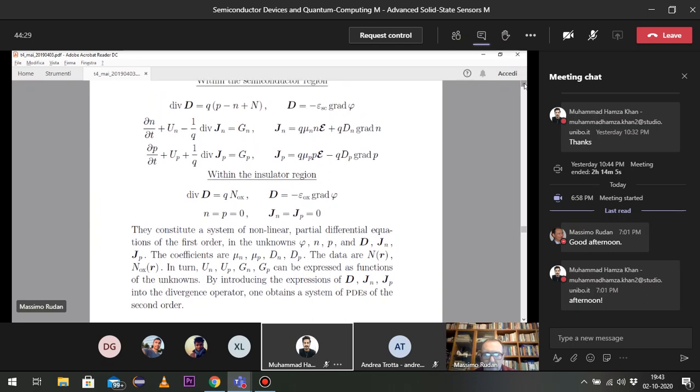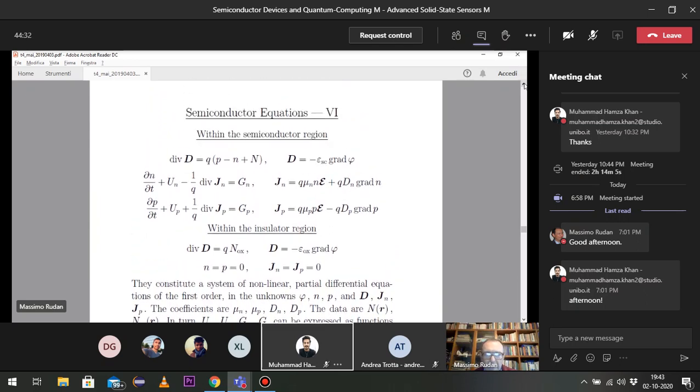So this page is very important because these equations constitute the so-called semiconductor equations, or the mathematical model for semiconductor devices. And we shall use this mathematical model from now on to describe the functioning of the semiconductor devices. Of course, we have to say something about the generation recombination terms, UN, UP, and GN, GP, and the other coefficients, essentially the mobilities.